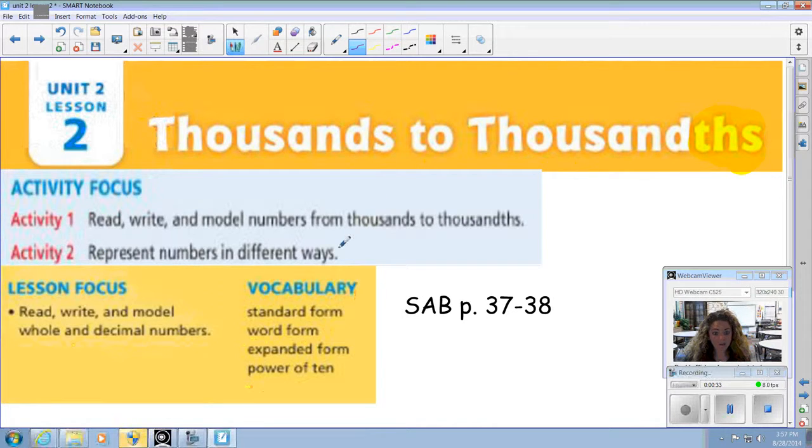When I say different ways to represent numbers, these are the different ways down here: standard form, word form, expanded form, and then the power of 10. So we're going to start out by looking at those. You need SAB pages 37 through 38.